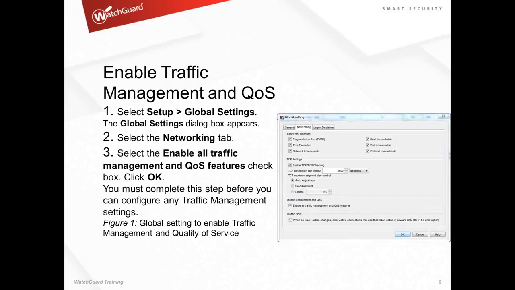So the way we do that is simply go to Setup through Policy Manager, go into Global Settings, and then we have the dialog box that appears there. We're going to select the Networking tab right here, and we're going to select the Enable All Traffic Management and Quality of Service Features checkbox, which is right here, and we're going to click OK.